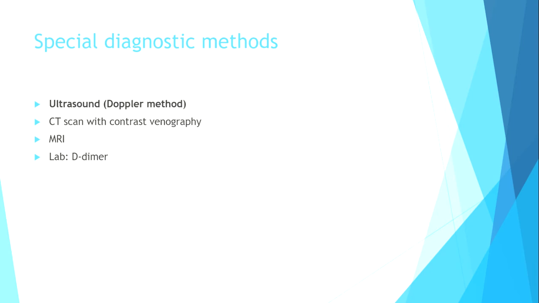We can use special diagnostic methods: ultrasound, CT, MRI, or we can use D-dimer. D-dimer is an indicator of thrombolysis, and if we have no D-dimer, it means we didn't have any thromboembolism. But if we have elevated D-dimer, it means it can be deep vein thrombosis, but it can also indicate many other pathological conditions.